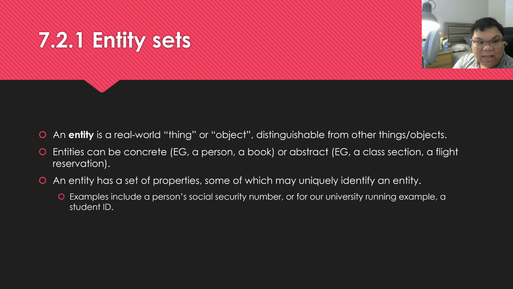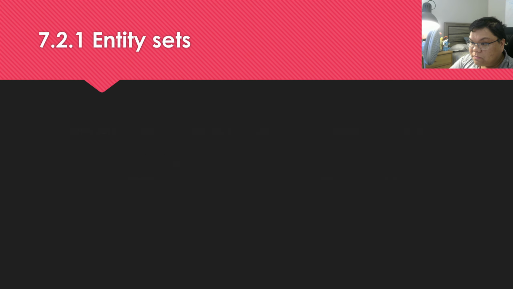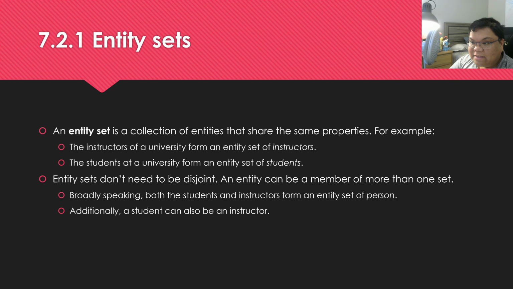Every entity has a set of properties, and some of them may uniquely identify an entity. An entity set is a collection of entities that share the same properties. So we can have multiple trains, but they all have the same attributes between one another. Say, speed, capacity, manufacturer.